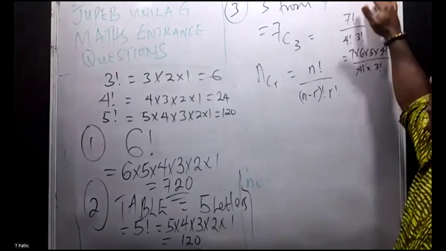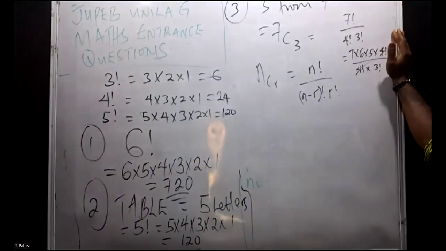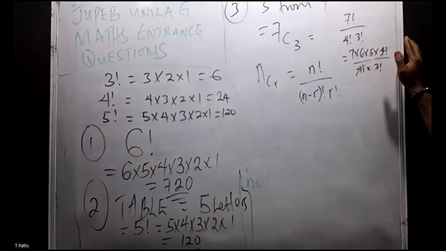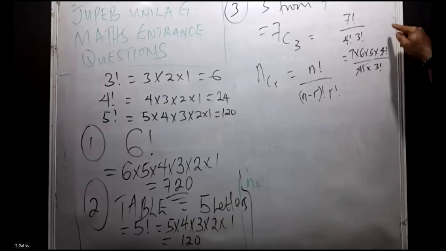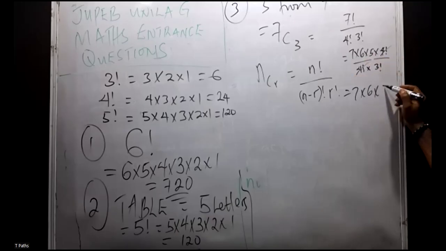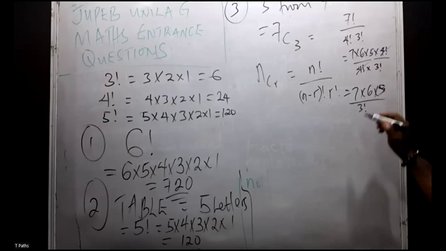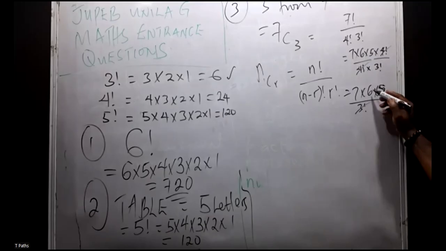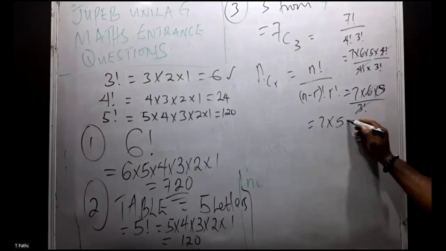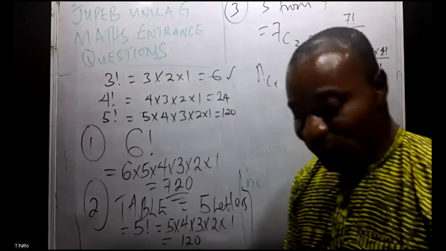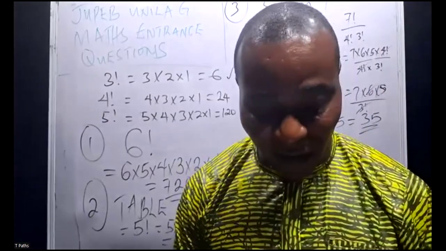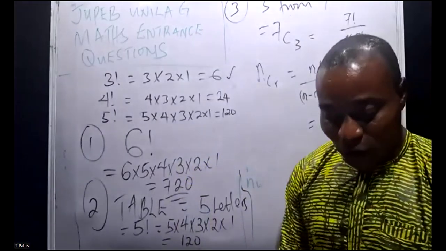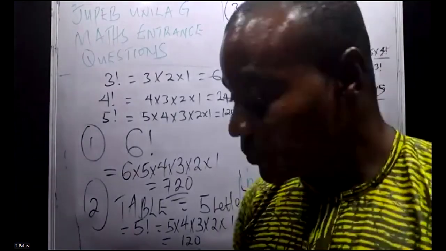So we have now 7 factorial over 4 factorial times 3 factorial. So we have 7 times 6 times 5 times 4 factorial over 4 factorial times 3 factorial. So 4 factorial cancels, the one up and the one down. Now we have 7 times 6 times 5 over 3 factorial. 3 factorial is 6, so it cancels the 6 here. So 7 times 5 will give us 35. So that's the answer. And the correct option there is B. All right.